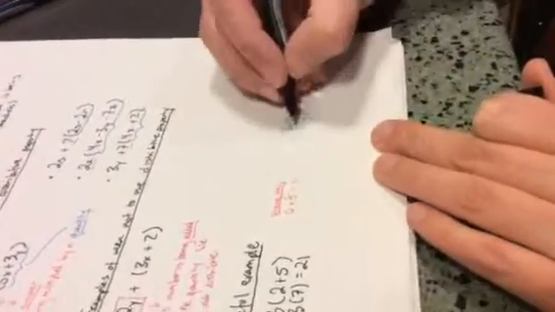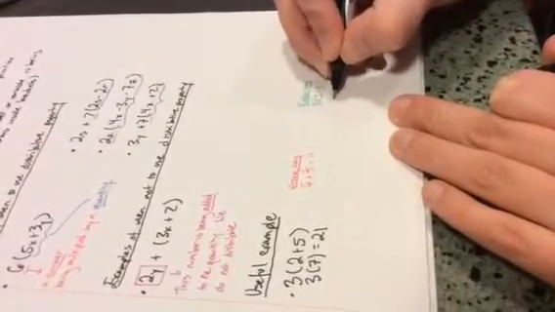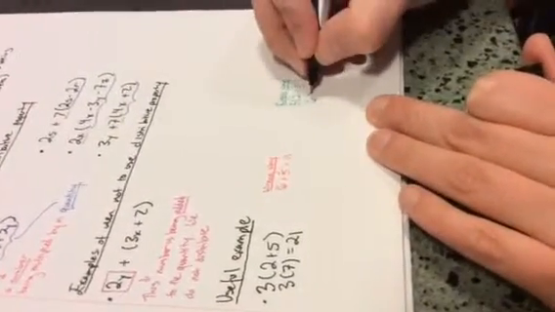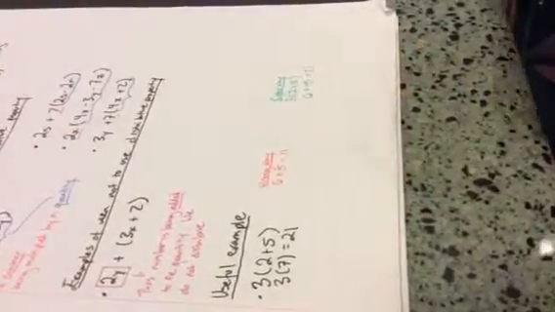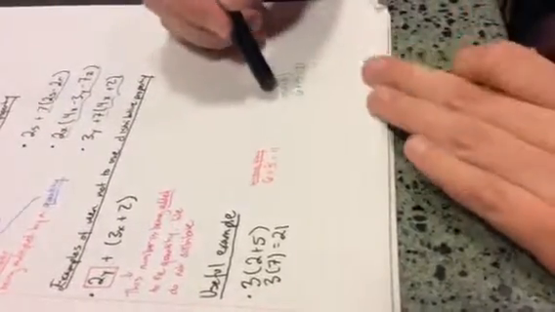is to do the 3 times 2, which is 6, and do the 3 times 5, which is 15. 6 plus 15 is 21. So you can see even without the variables, this is why we need to do the distributive property.